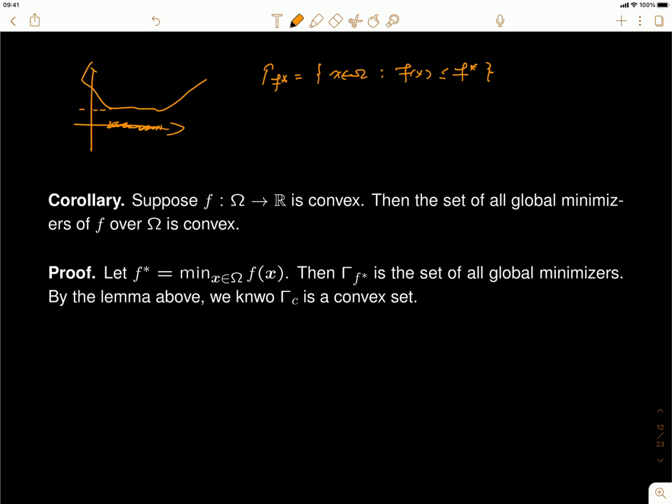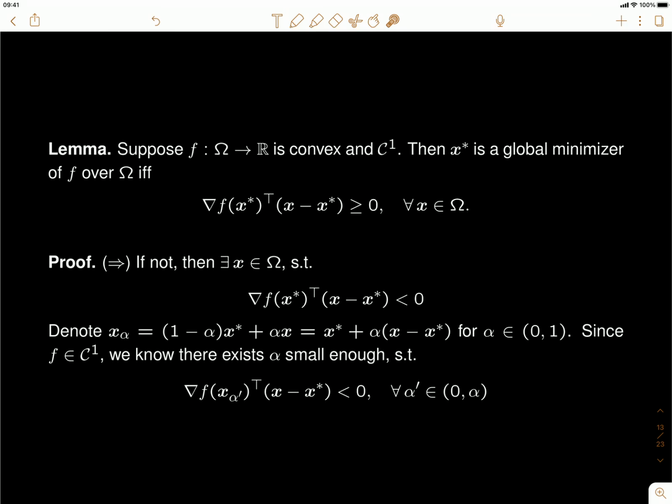So this is just equal to the set of points which takes the value f star, right? So f star is the minimizer. And this is just the collection of global minimizers, all the points that have taken the minimum value. And this is a convex set, since f is convex. Okay.